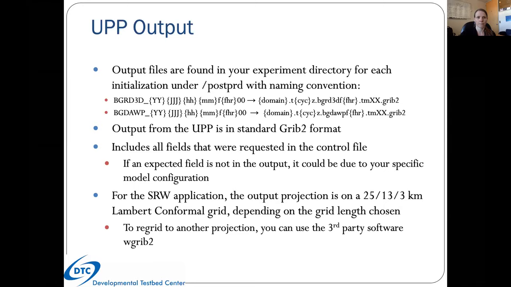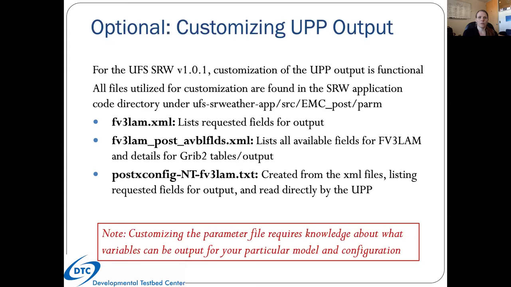All right, so you can go with the default parameter file that's used by the short range weather application, but I just wanted to include that you can customize the UPP output to add or remove fields or levels. So for the UFS SRW V1.0.1, customization of UPP output is functional. All files utilized for customization of the parameter files are found in the SRW application code directory under this EMC post PARM directory within the UFS SRW app source code directory.